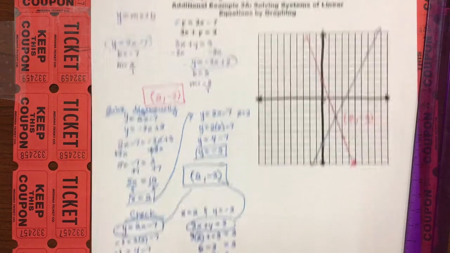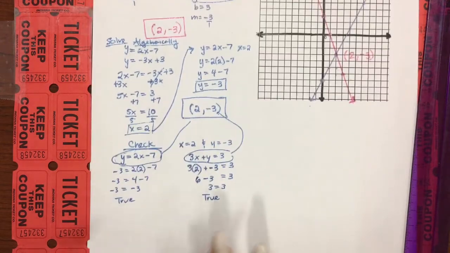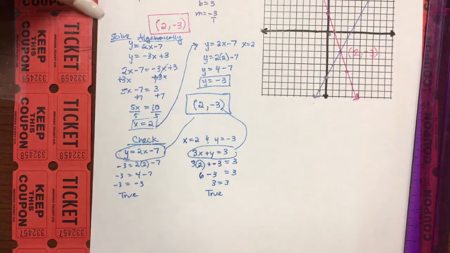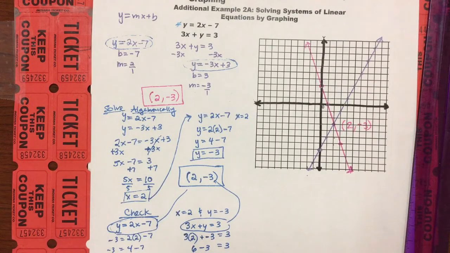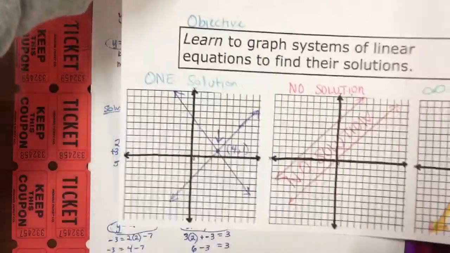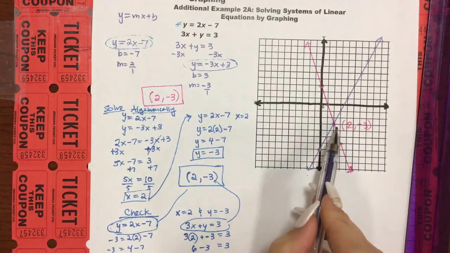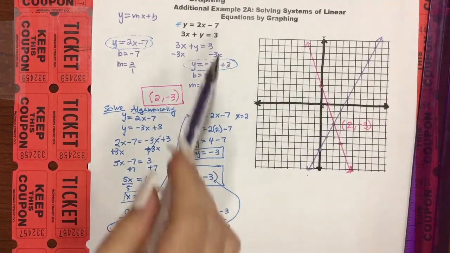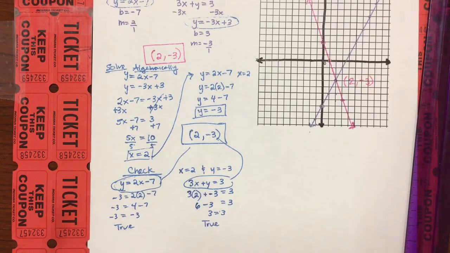All right, so that's what you're going to have to do. You're going to have to graph these equations, solve it algebraically, and check it by hand. All right, let's go on to the next one. Example 2b. And how many solutions? Remember, there were 3 different ways. We had one solution, no solution, and infinite solutions. This was an example of one solution. So when you have one solution, I want you to graph it, solve it algebraically, and check your answer by hand with both equations. All right, now we are moving on to example 2b.